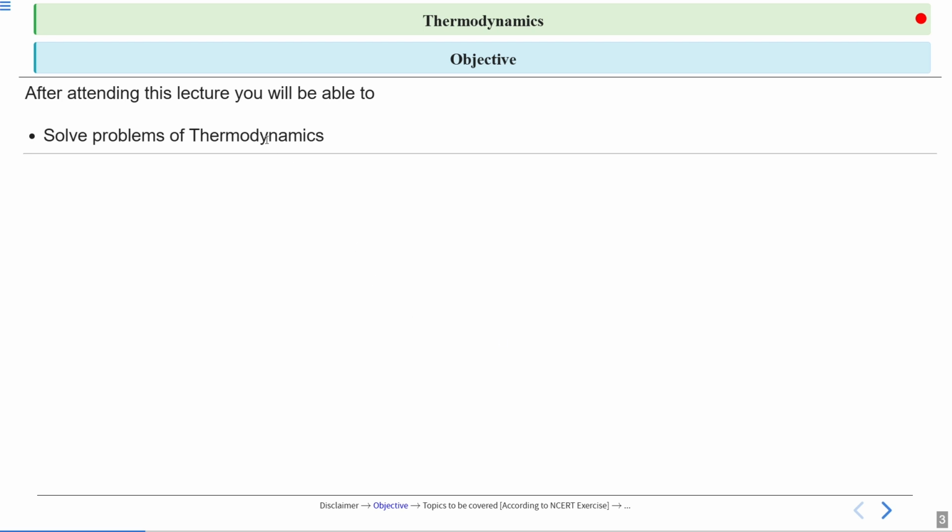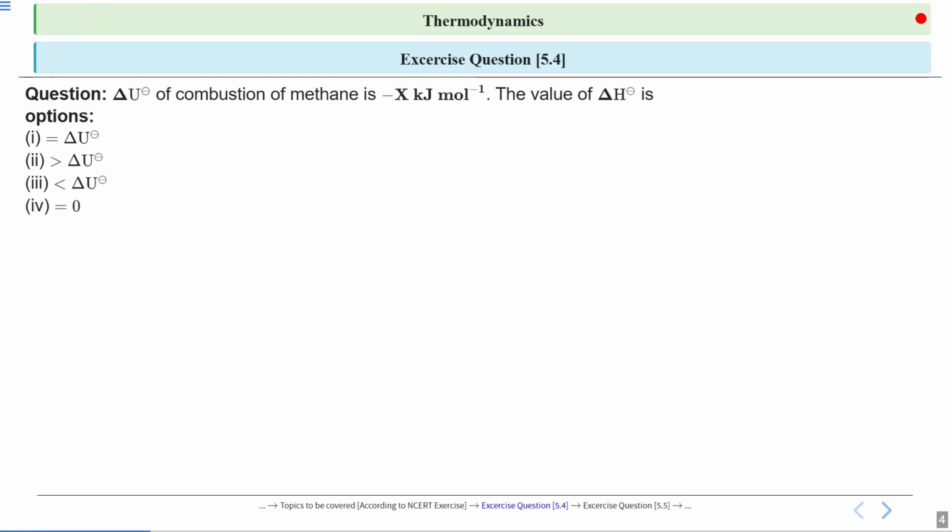Now let us begin with the first question. The question says that you have to compare the delta H naught value with the delta U naught value, and it is already given. Delta U naught is given as minus X kilojoule per mole. This is for the reaction which is specifically the combustion of methane. So there are 4 situations: whether your enthalpy will be equal to the internal energy, greater than the internal energy, less than the internal energy, or equal to 0. So your time to solve this question starts now.